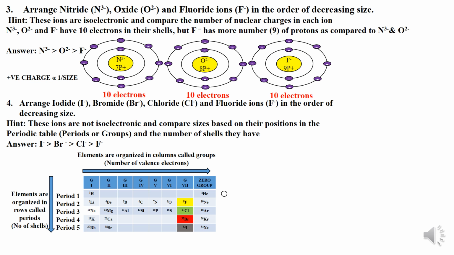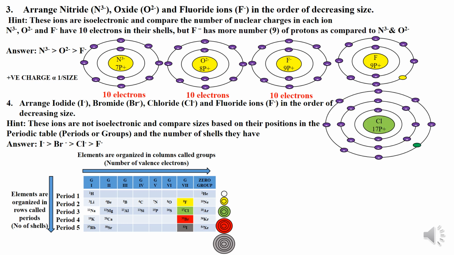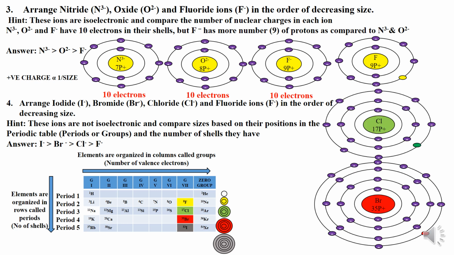Period 1 elements have 1 shell. Period 2 elements have 2 shells. Period 3 elements have 3 shells. Period 4 elements have 4 shells. And period 5 elements have 5 shells. Now fluorine is a period 2 element with 2 shells. Chlorine is a period 3 element with 3 shells. Bromine is a period 4 element with 4 shells. And iodine is a period 5 element with 5 shells.